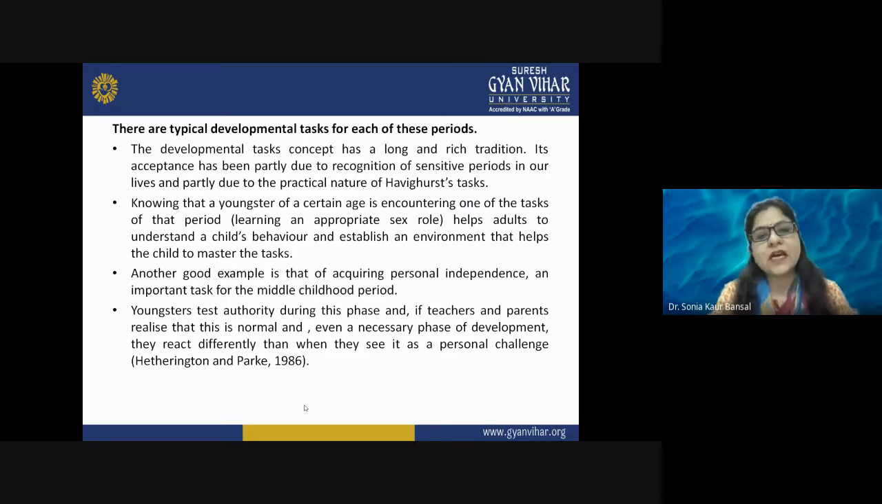So the developmental task concept has a long and rich tradition. Its acceptance has been partly due to recognition of sensitive periods in our lives and partly due to the practical nature of having a task. So, knowing that a youngster of a certain age is encountering one of the tasks of that period, learning an appropriate sex role, helps adults to understand the child's behavior as well and establish an environment that helps the child to master the different tasks at a particular stage.